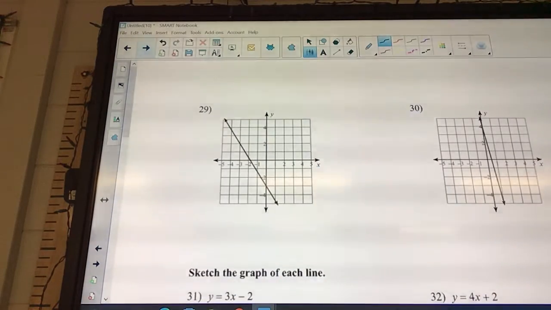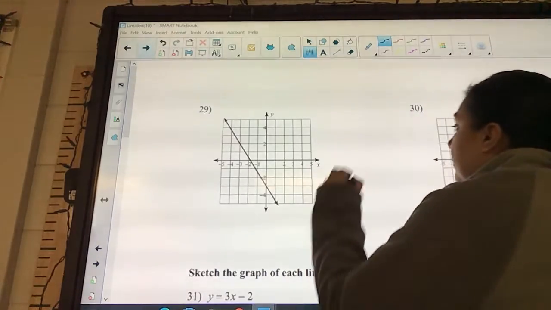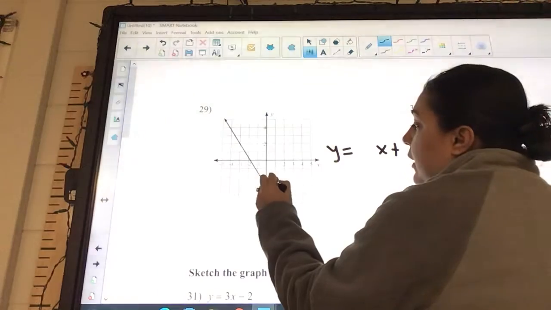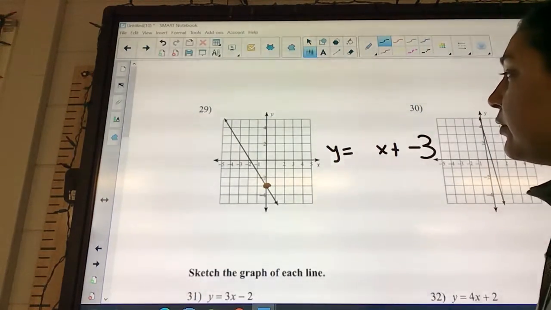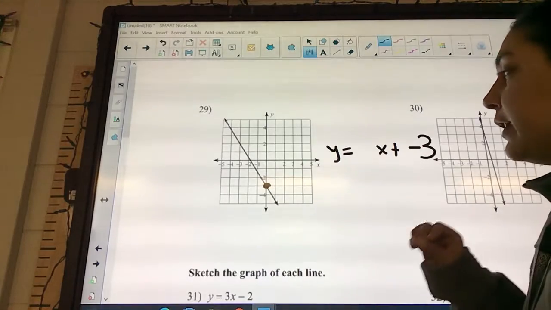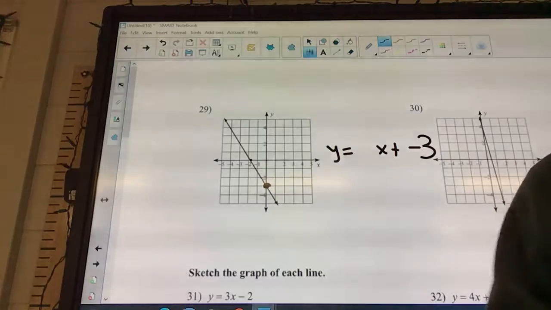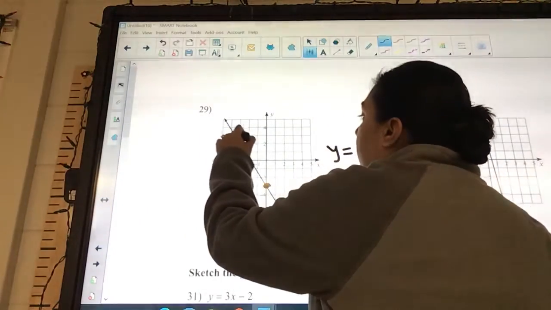Okay, 29. Find your y-intercept first. Okay, it's at -3, so we can fill that in. And we find the next closest point. Now I know it. Okay, some of you guys are gonna mark this because it's on the X line. That does not count, okay? Make sure that it should be this point right here.